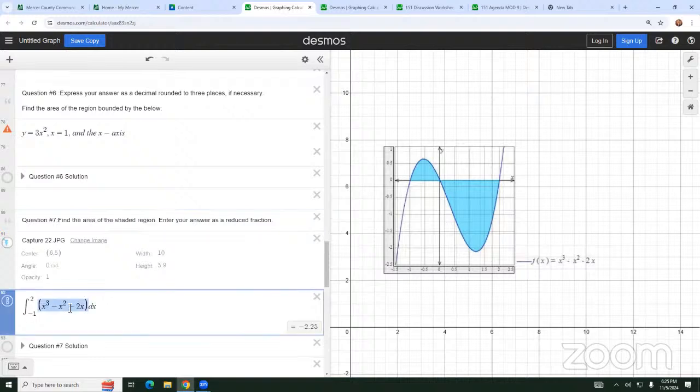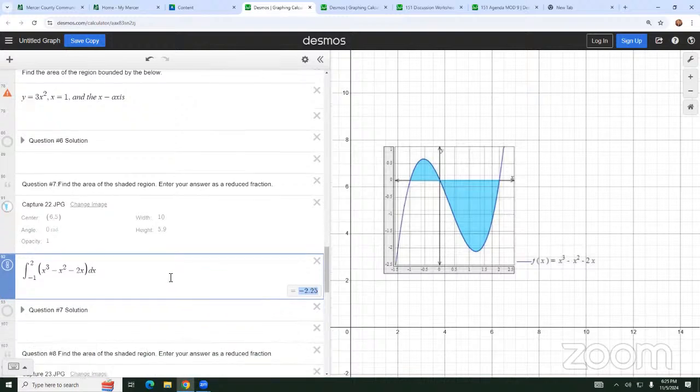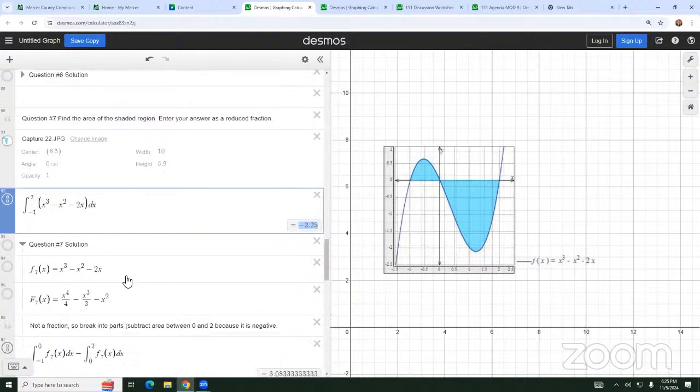This function is negative for a lot. The answer is negative. Areas can't be negative. So if they say, I want the area of a shaded region, that means they want the area of a region. That means they want it positive. Okay. So there's a few ways you can deal with this.